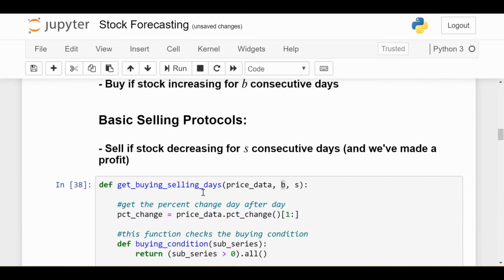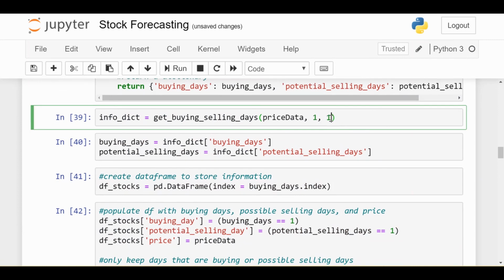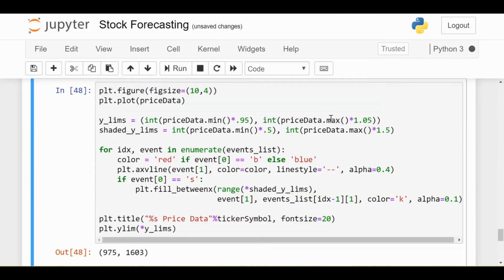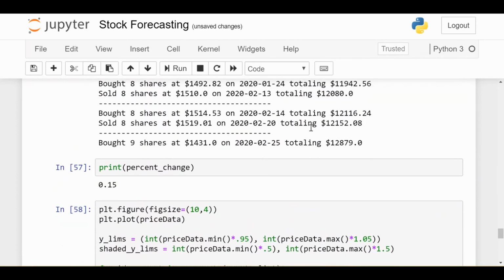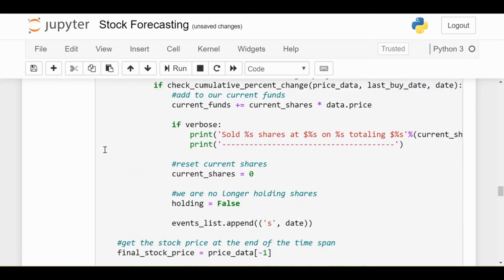Now let's set those numbers to 1 and 1. So we're going to do B is equal to 1, S is equal to 1. So from 11%, we now make 15%. So it seems like this is also better to set it to lower values. Now let's do another case here.